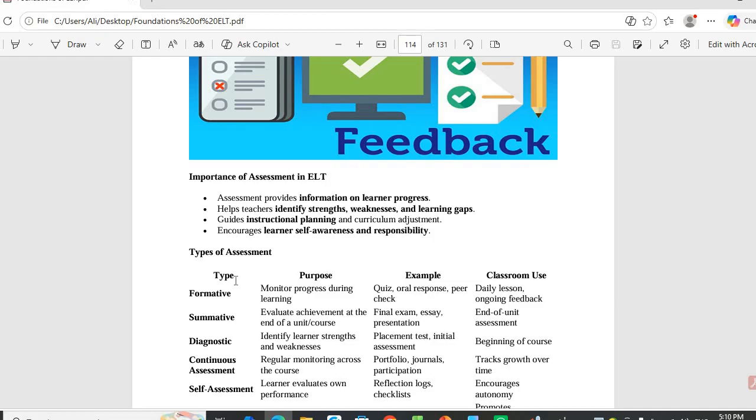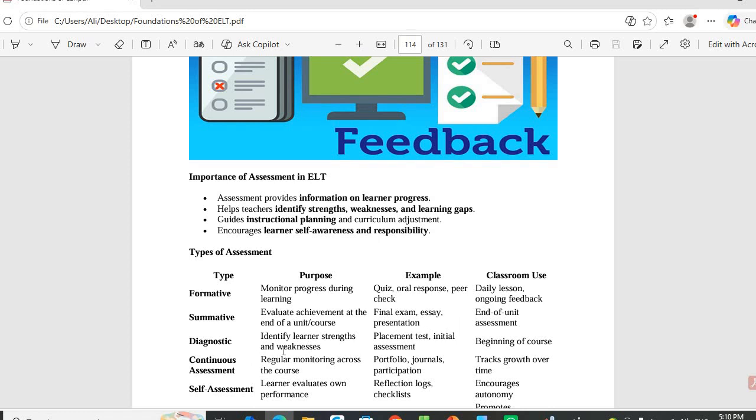Types of assessment: formative, which is monitoring progress during learning, such as a quiz, oral response, or peer check. This is daily lesson, ongoing feedback. Summative, evaluate achievement at the end of a unit or course: the final exam or essay presentation, end of unit assessment.